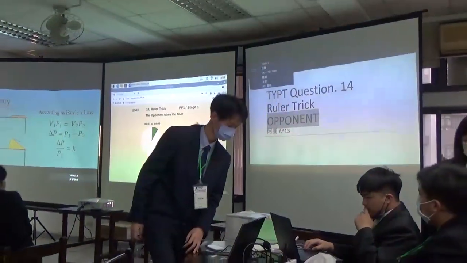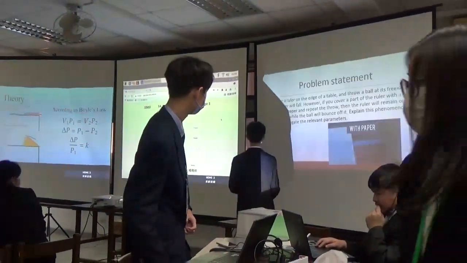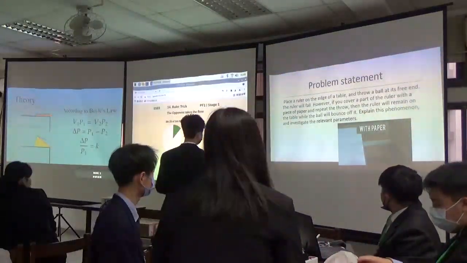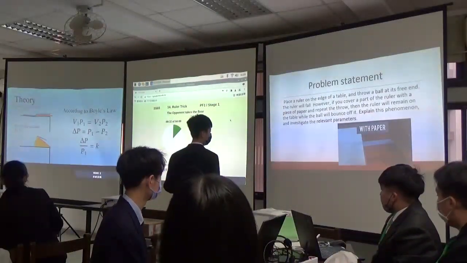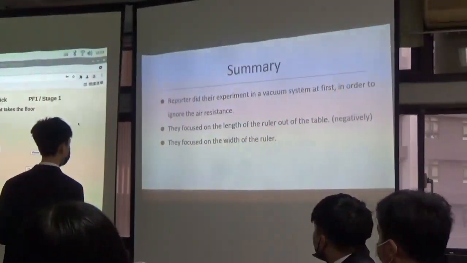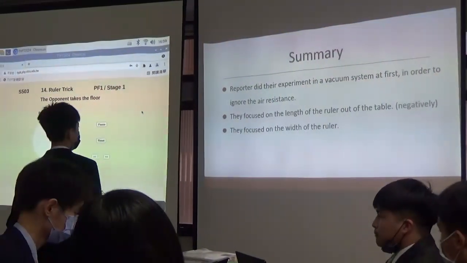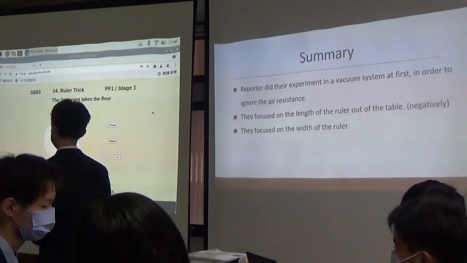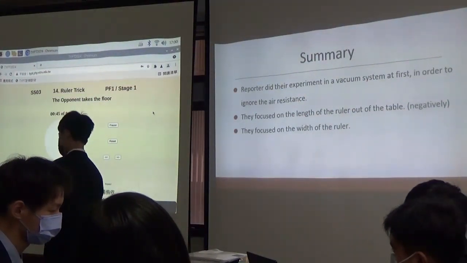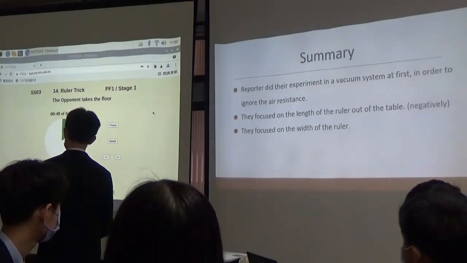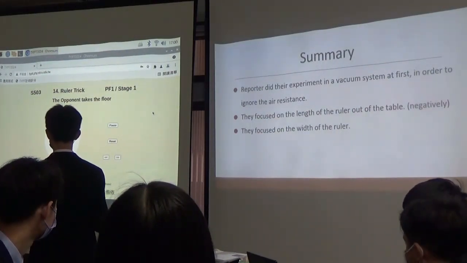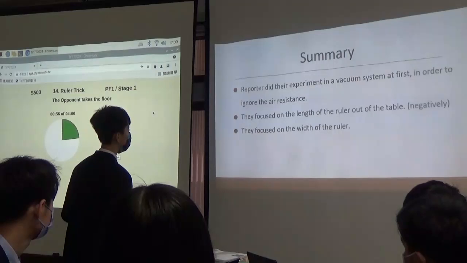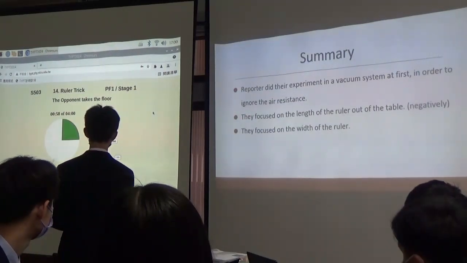Okay, this is our summary of the report. This is the problem statement again. The report did their experiment in a vacuum system at first to ignore the resistance and prove the phenomenon is related to the air pressure. Then they focus on the length of the ruler out of the table and the width of the ruler.